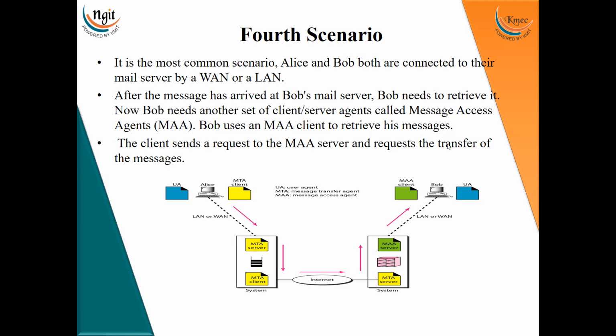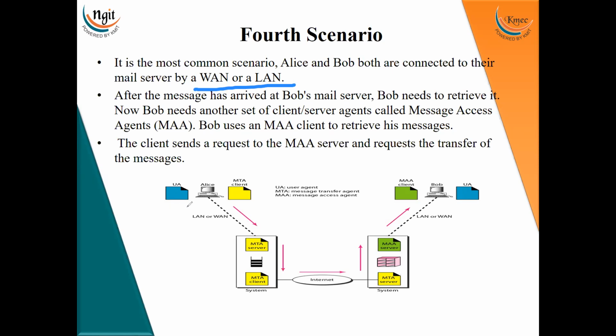But in the next step, it is the most common scenario. Both Alice and Bob are connected to their mail servers. In the previous scenario, only the client connects to the mail server. All the clients send the messages to the mail server. From there, the mail server connects to the WAN and sends the message. But now, in the fourth scenario, both the client and server, or we can say Alice and Bob, can be connected to the server by a WAN or LAN.